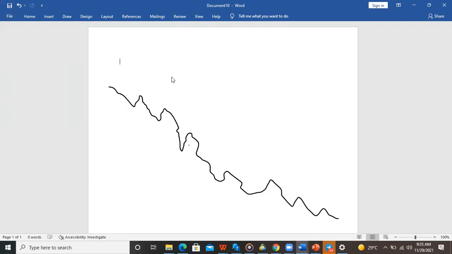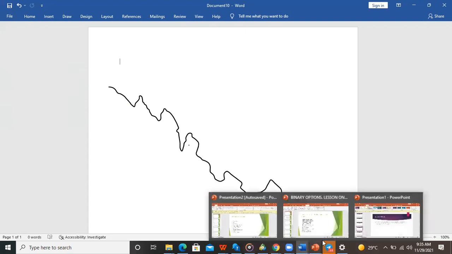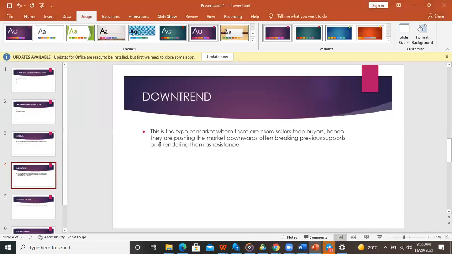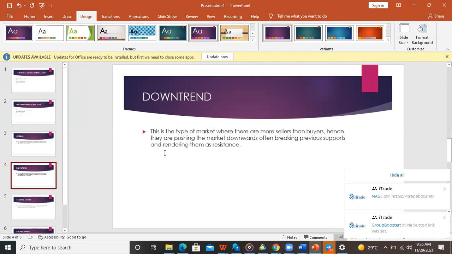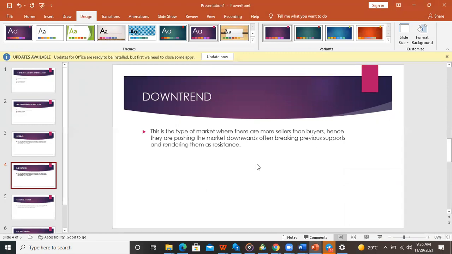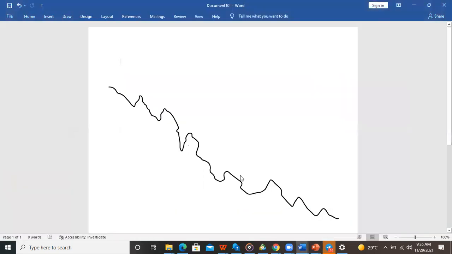So you see this kind of market. Now let's decode the meaning of what I put here. And then I said they are pushing the market downwards, often breaking previous supports and rendering them as resistance. So that means when they break the support, that support will now become a resistance. All right. So now let's go back and look at what I mean. So they were bringing the market down.